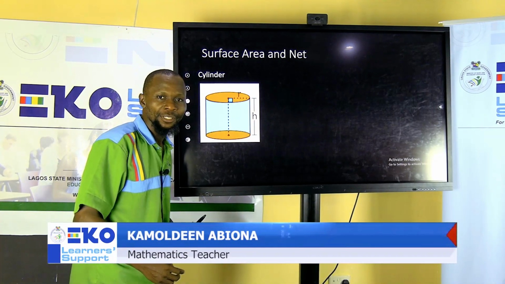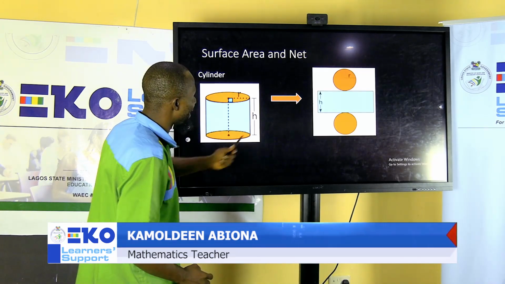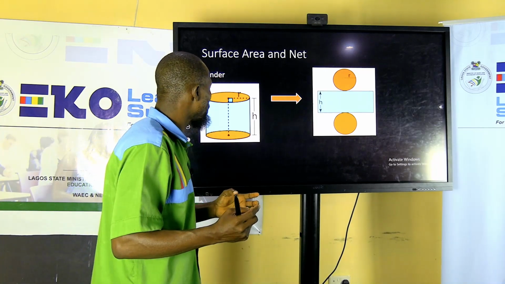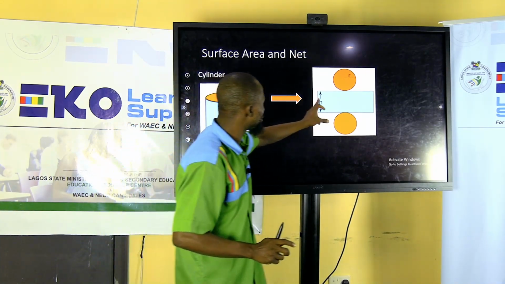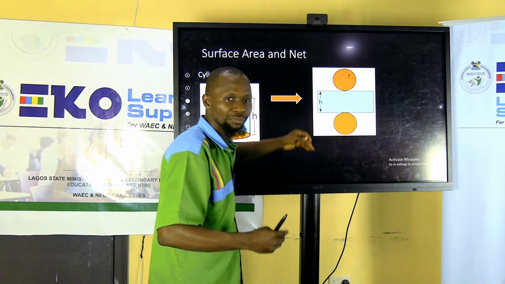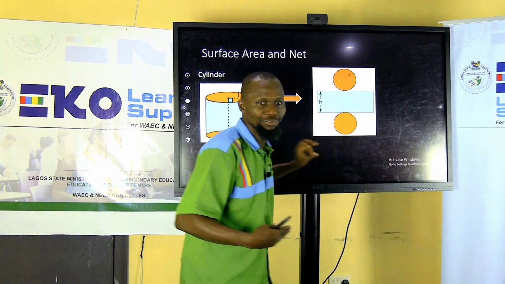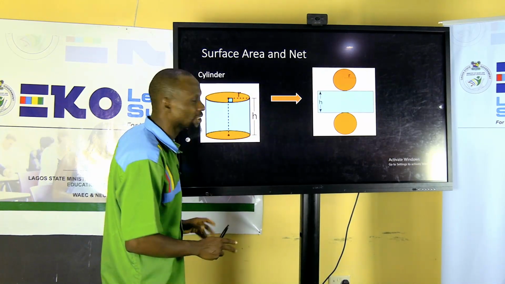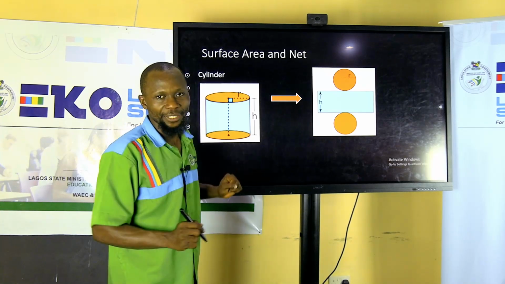This is a cylinder. How can we form the cylinder? The net of a cylinder. Alright, so this is the net of a cylinder, meaning that if you need to make a cylinder, you need a rectangle and two circles. A rectangle and two circles. And from that, we can derive the surface area for a cylinder.